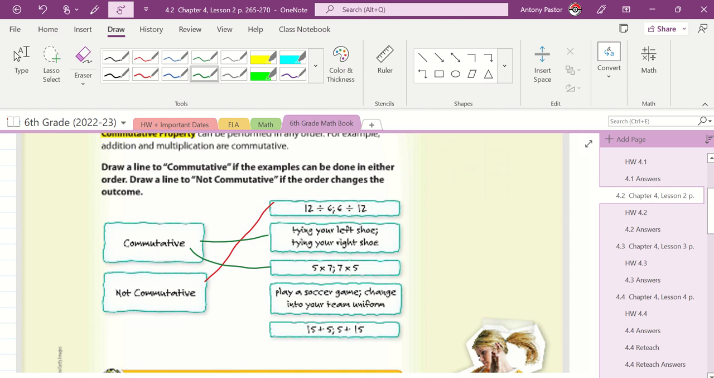Playing a soccer game and then changing into your uniform, that is not commutative. You probably want to change into your uniform before the game. So the order there does matter. And then finally, 15 plus 5, 5 plus 15, as we said earlier, addition, the order does not matter because these both will still be 20.